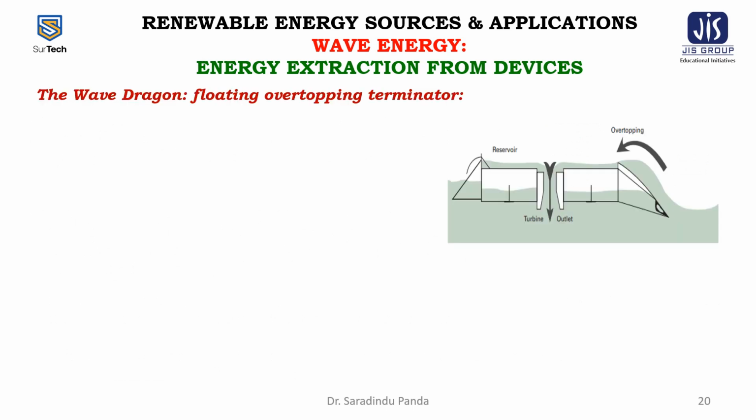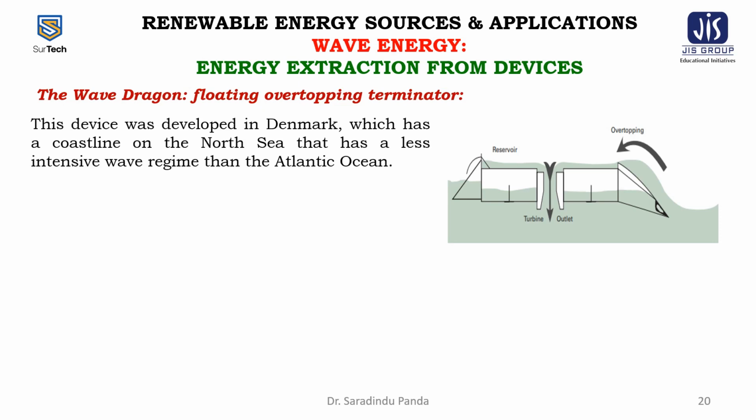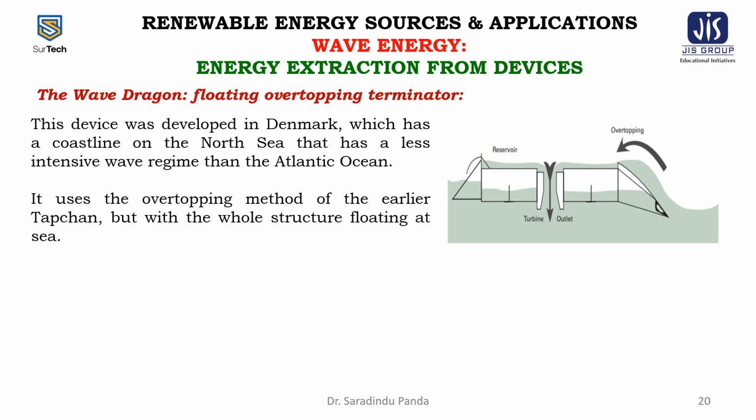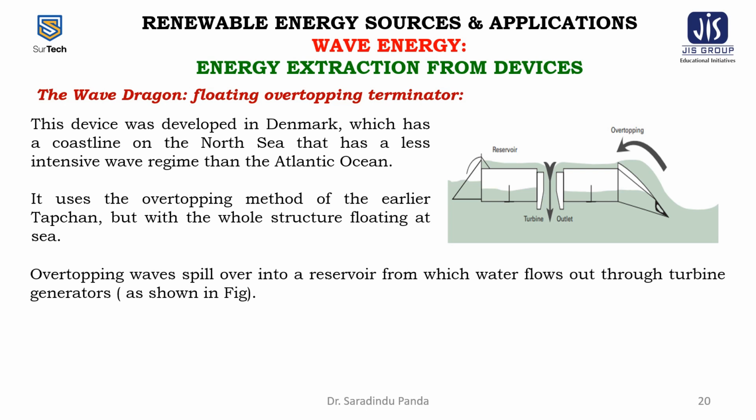The fourth one is the Wave Dragon, that is the floating overtopping terminator. This device was developed in Denmark, which has a coastline on the North Sea that has a less intensive wave regime than the Atlantic Ocean. It uses the overtopping method of the earlier Tapchan, but with the whole structure floating at sea. Overtopping waves spill over into the reservoir from which the water flows out through the turbine generators, as shown in the figure.